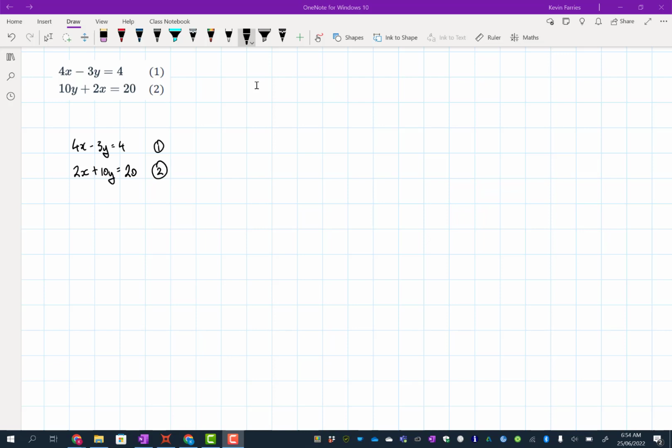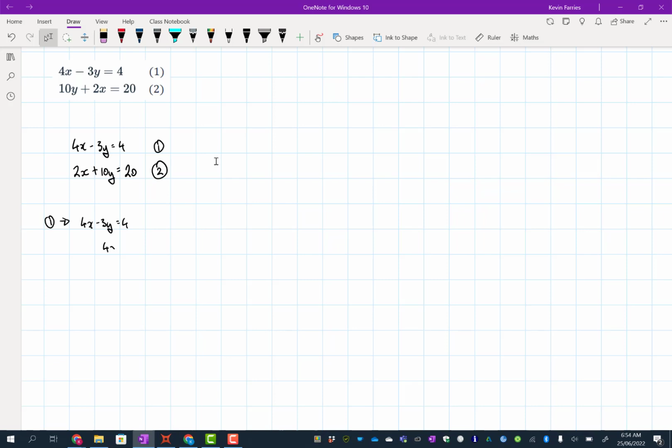So let's take equation 1 again. What we're going to do, again, we're trying to get x on its own on one side. So we're trying to write x in terms of y, but this time we'll also have a number there as well, just not an unknown, just an ordinary number. So 4x minus 3y equals 4.